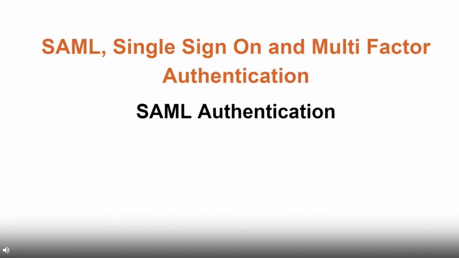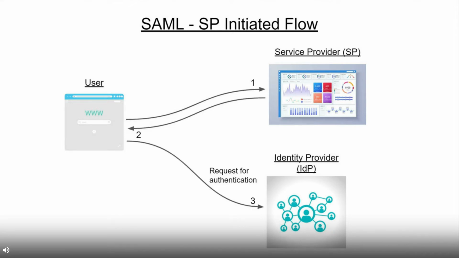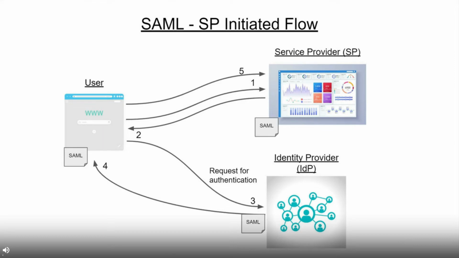The second method of initiating the authentication flow is referred to as the SP-initiated flow. Here, the user starts by reaching out to the service provider, and since the user is not authenticated, the SP redirects the user to the identity provider using a request for authentication message. Once the user is validated, the IdP generates the SAML assertion. The assertion is then sent to the SP via the user agent, and the session can start.